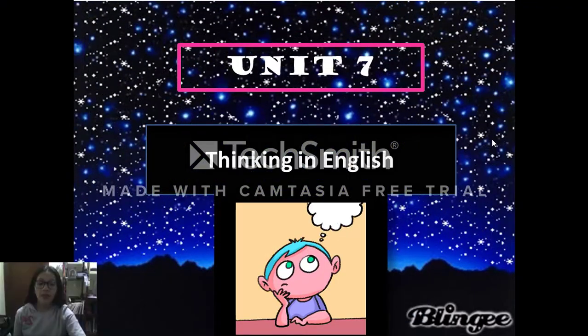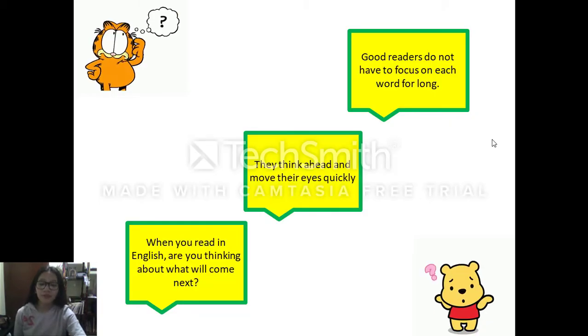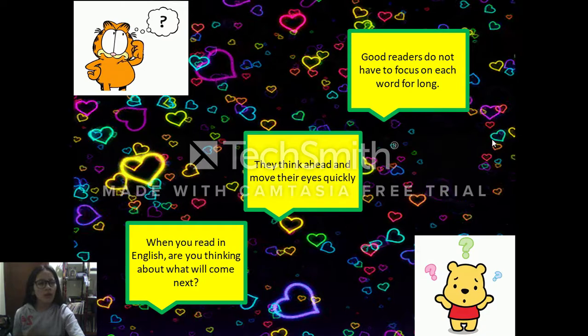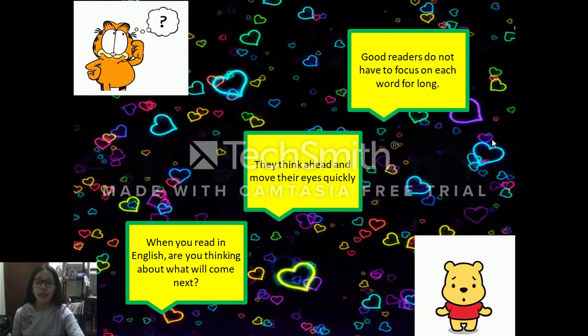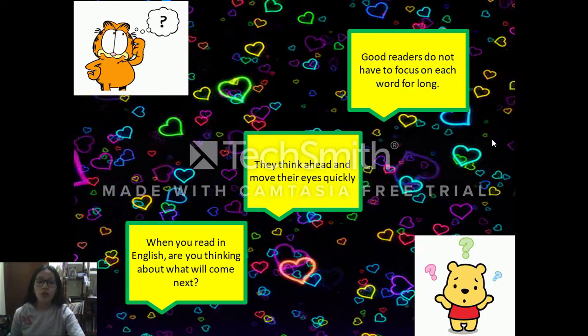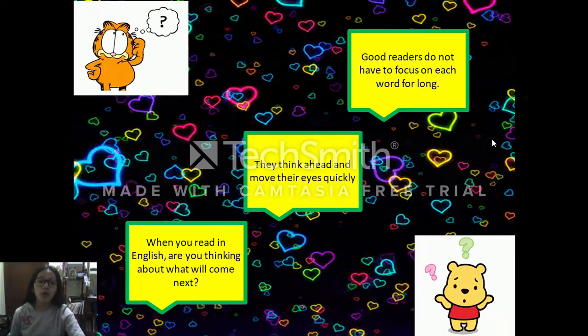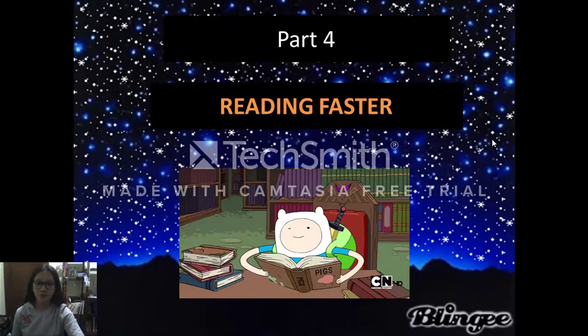Unit 7: Thinking in English. When you read in English, are you thinking about what comes next? Good readers think ahead and move their eyes quickly. Good readers do not have to focus on each word for long.